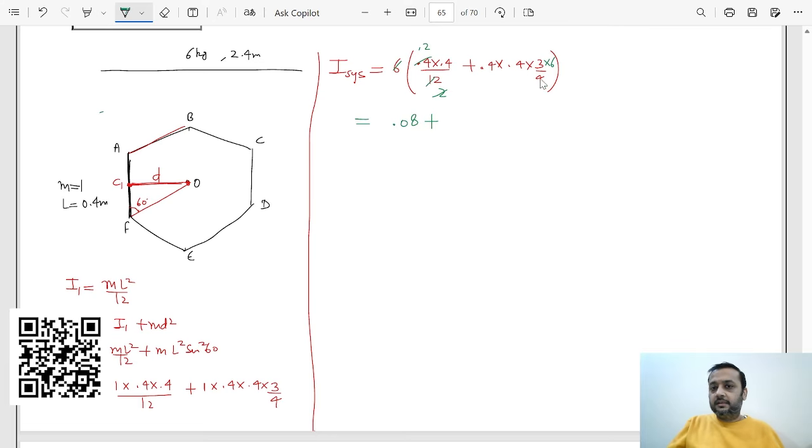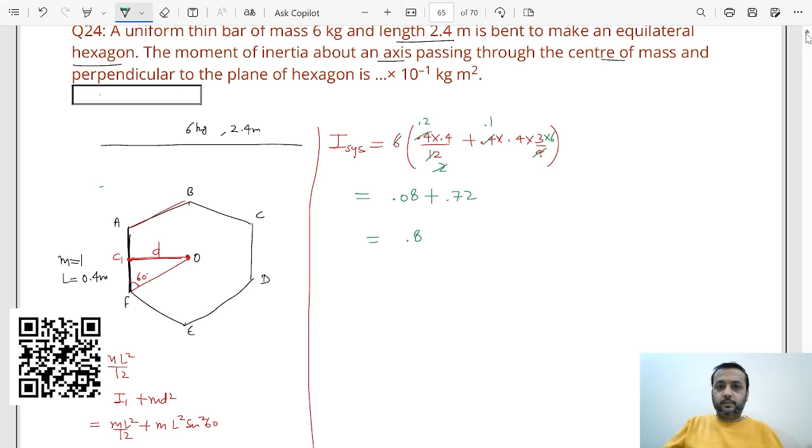Plus this you can say will be 0.72, since 6 fours are 24, and so on. This becomes 0.8. So the moment of inertia becomes 0.8, that means here you will get 8.